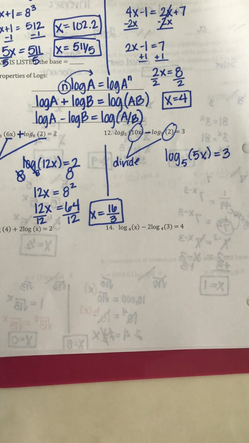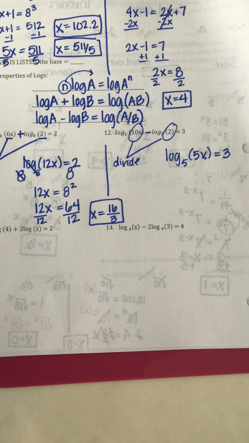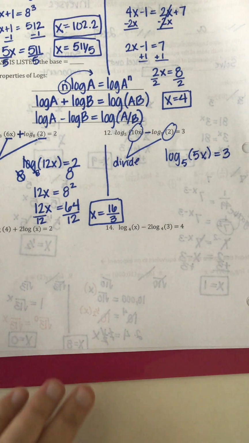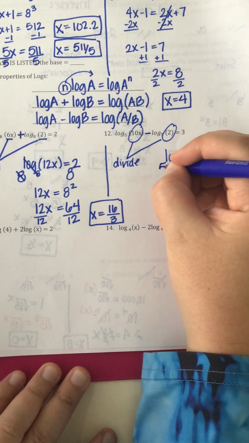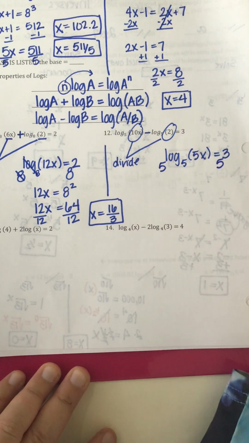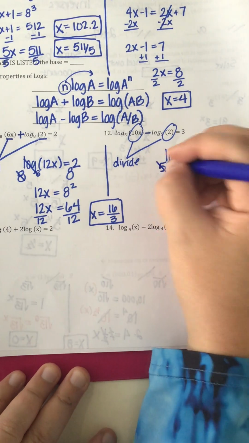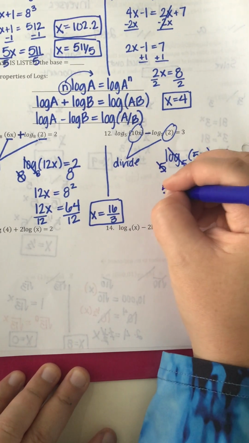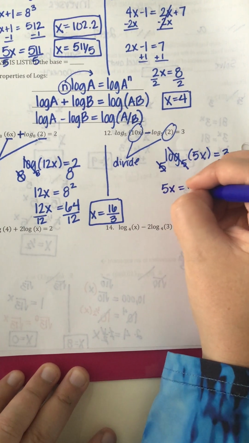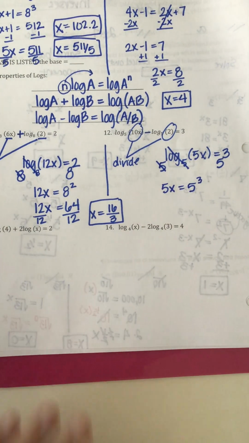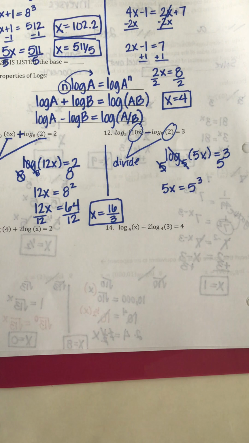But how do I know I'm dividing? Because it was subtraction this time. Okay, from there, how do I get rid of a log little 5? Big 5 on both sides. My log little 5 and my big 5 cross out. I have 5x equals 5 cubed. And then I would ask myself, is my x little or is it regular? That's a regular x, then I want 5 to the 3 to be a regular number.